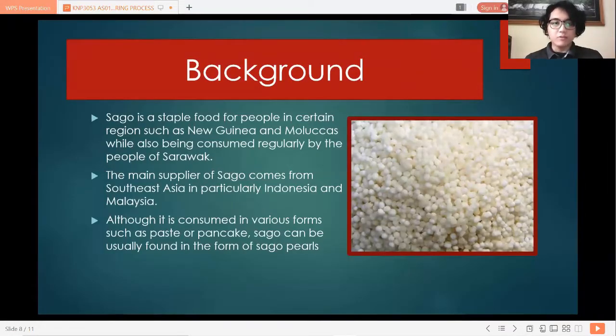Sago is a staple food for people in certain regions, such as New Guinea and Moluccas, while also being consumed regularly by the people of Sarawak. The main supply of sago comes from Southeast Asia, particularly Indonesia and Malaysia. Although it is consumed in various forms such as paste or pancake, sago can usually be found in the form of sago pearls, which is the product of our choice.